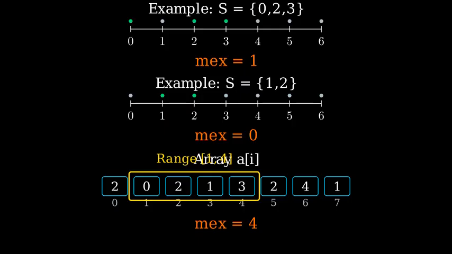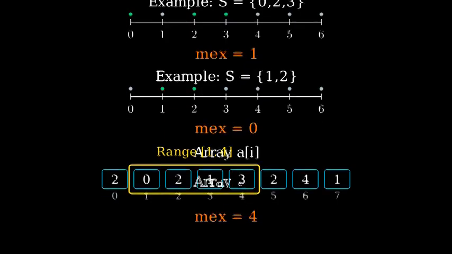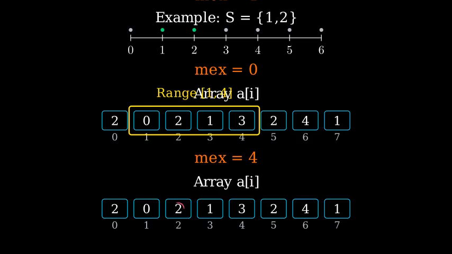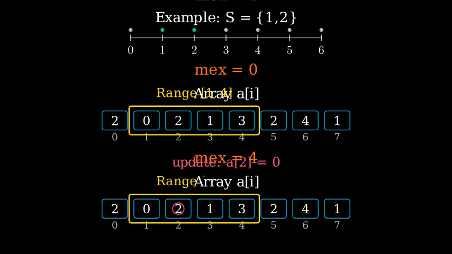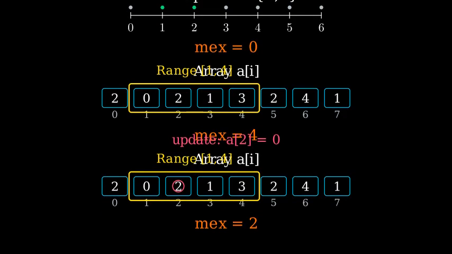Point updates change a single array position. Suppose we change index 2 to 0. The set of values in the same range may change, and so can the MEX.